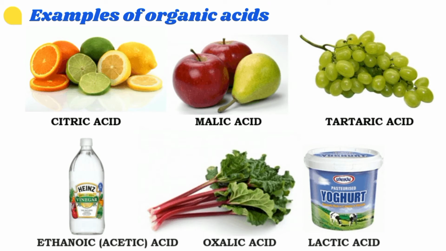For organic acids, we have citric acid. It is found in lemon and lime. We also have malic acid, found in apple. We have ethanoic acid, also known as acetic acid, found in vinegar. Oxalic acid is found in green plants, on green leaves. Lactic acid is found in yogurt or milk. So you take note of this.